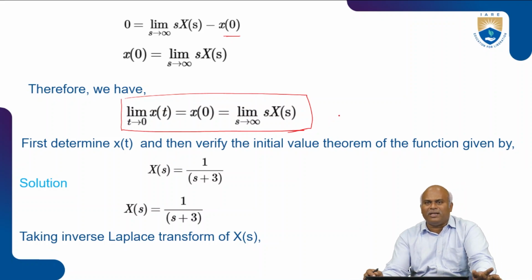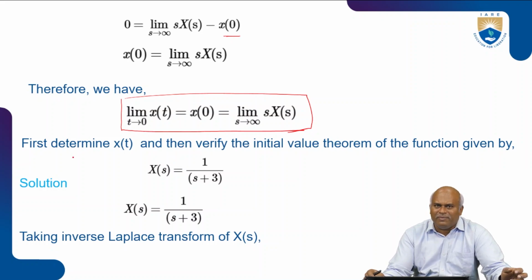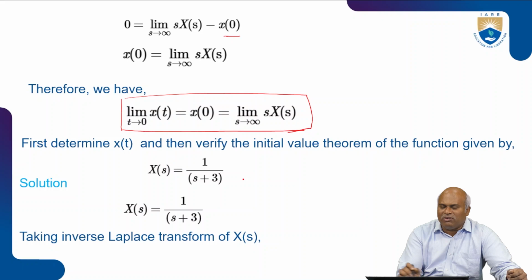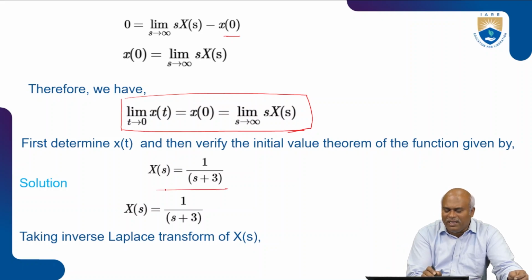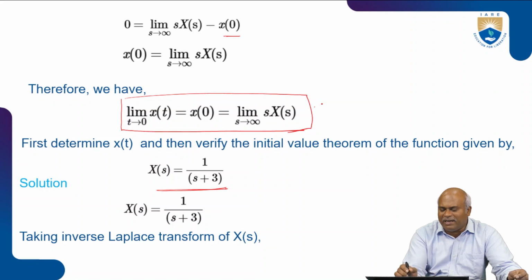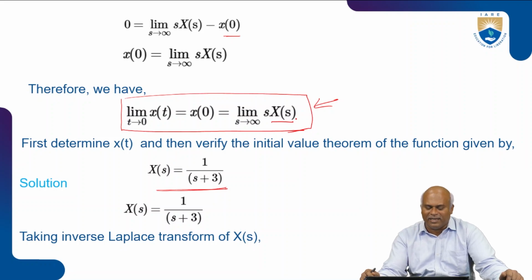Now we take one numerical example. In this numerical example, I take the first derivative of x of t and then verify the initial value theorem for the function given by X of s equal to 1 by s plus 3. As per the statement of our initial value theorem, we take this notation X of s.